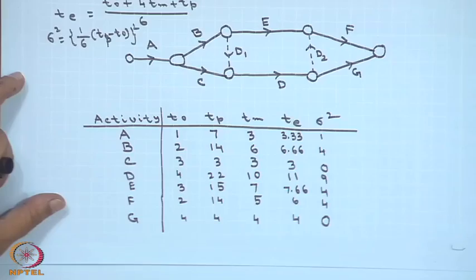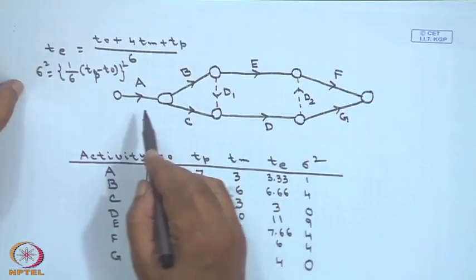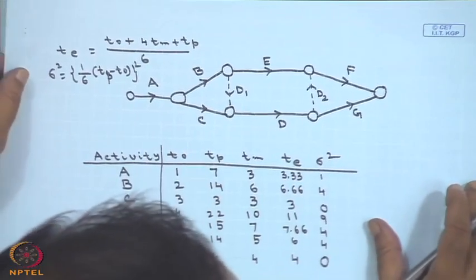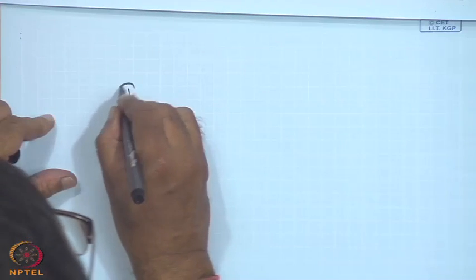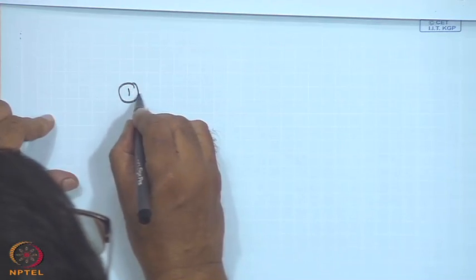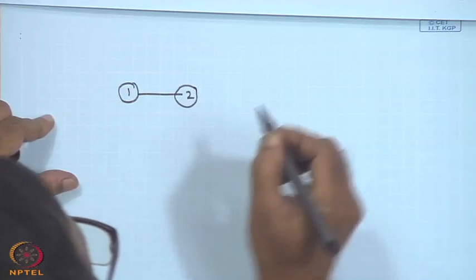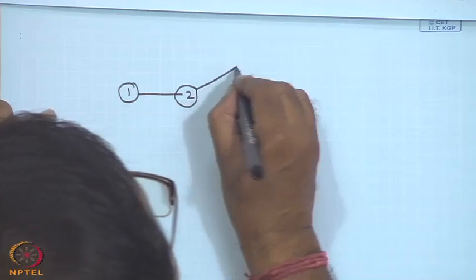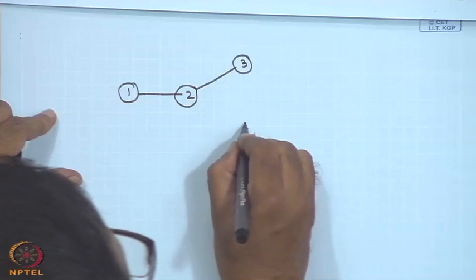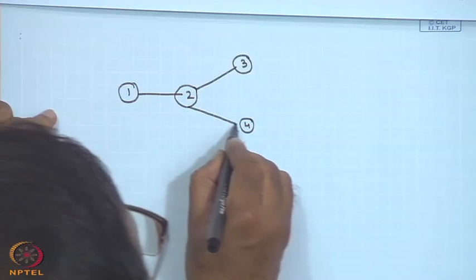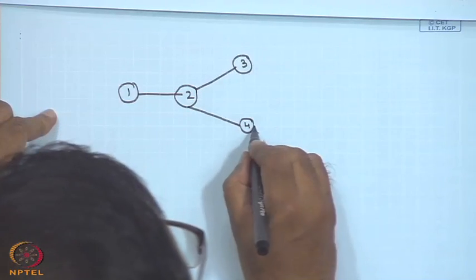Now we can proceed to the next one, that is how to calculate this. Using this table, first I am drawing this diagram again, so that it will be easier for you. Now I am giving the numbering 1, 2, 3, it is 4, D is here.